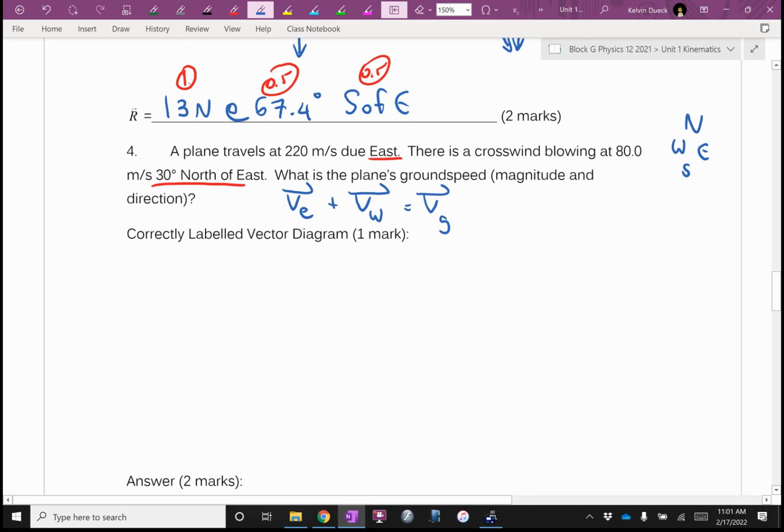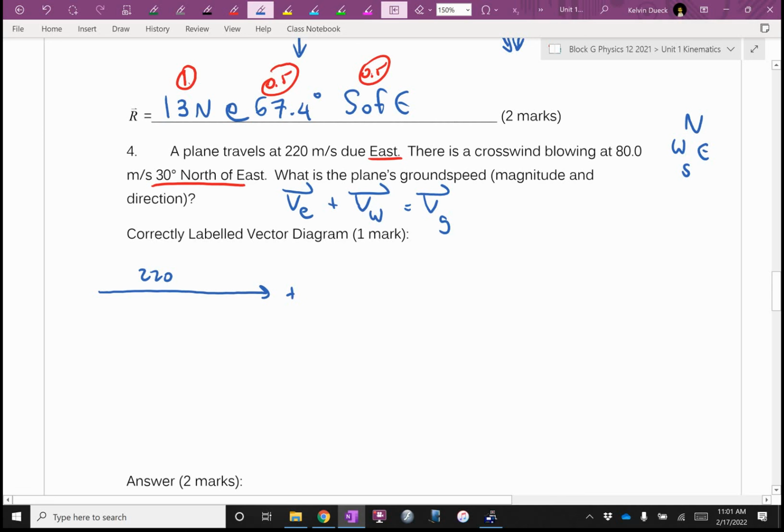equals ground speed. By the way, on your test, I would have no problem asking you to find wind speed or engine speed. Fine with that as well. Get one of those by itself, you might have to subtract a vector. But here, I think we're going to add them. So it looks like it's 220 due east, plus 80 meters per second north of east.